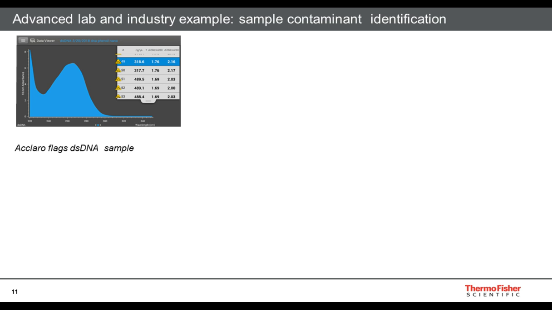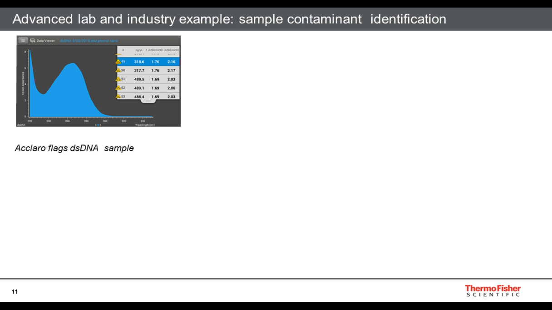So as an example where we might see this used in an advanced biochemistry laboratory or even in industry, we can look at sample contaminant identification. In this case, we acquire our spectrum on a purified DNA sample, and we want to look at that spectrum and identify, is there potential contamination from the extractants or from proteins that may have been extracted alongside it.